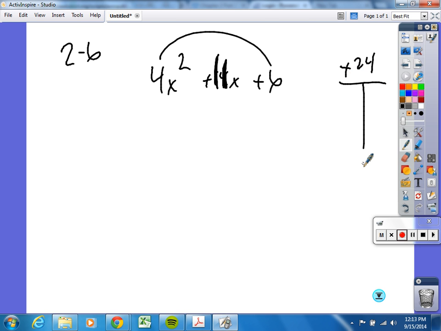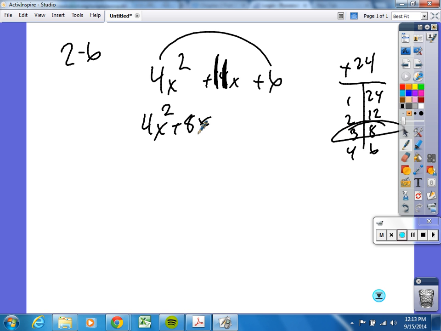Factors of 24 are 1 and 24, 2 and 12, 3 and 8, 4 and 6, 5 can't go, 6 on the other side. That shows that those are all the factors, correct? Is this anything new to anyone? Are we okay with this? Okay, so notice 3 and 8 get me to be the 11, so I rewrite it: 4x squared plus 8x plus 3x plus 6. Group, 4x, and I'm left with x plus 2, correct?